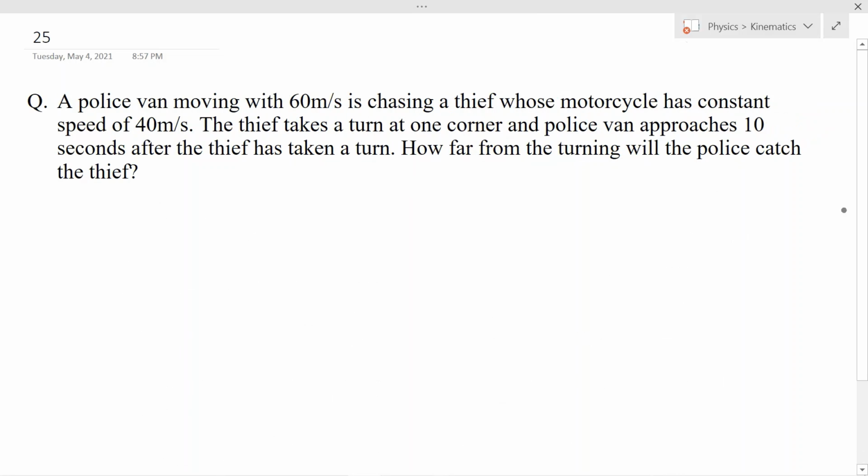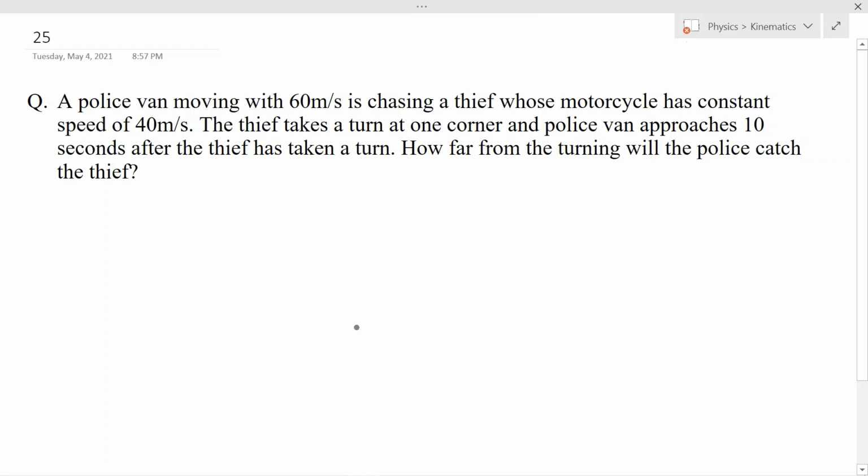A police van moving with 60 meter per second is chasing a thief whose motorcycle has a constant speed of 40 meter per second. The thief takes a turn at one corner and the police van approaches 10 seconds after the thief has taken the turn. How far from the turning will the police catch the thief?